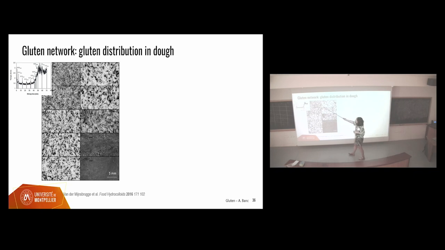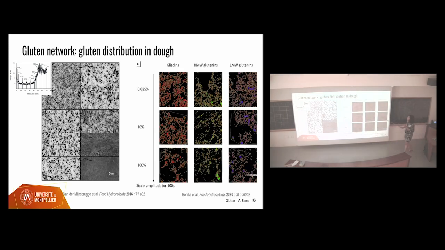Here, there are proteins which are labeled in black, and they follow the evolution of the distribution of this protein in the dough during the mixing time. And they observe that at the maximum torque, there's a percolation of this protein phase. And they also look at the different kinds of gluten protein in this matrix. Briefly, they found that there's a colocalization of the different kinds of protein. There's no separation of the different kinds of protein.